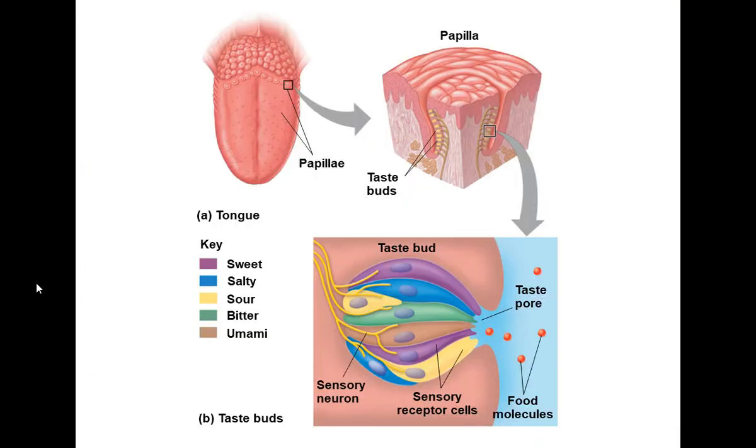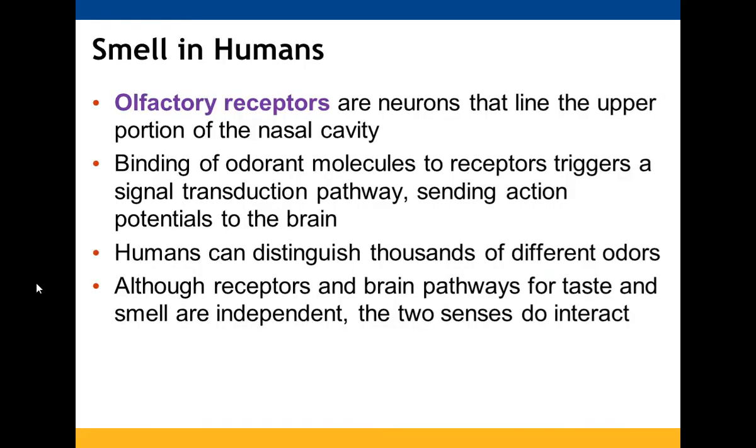So, taking a look at your tongue, each of those individual little dots that are on your tongue are papillae. Those are going to lead to your taste buds. And then within your taste buds, again, you're going to have your sensory neurons that are going to recognize each of those different tastes and then be able to send that signal forward.